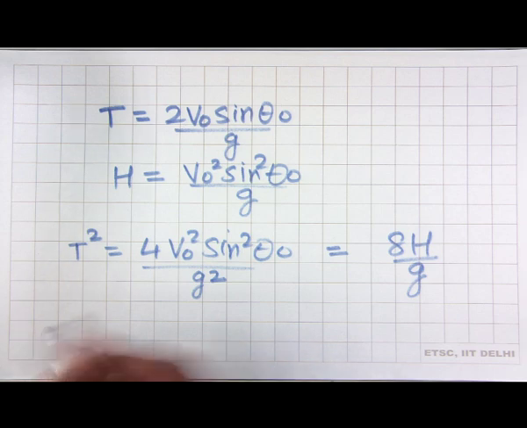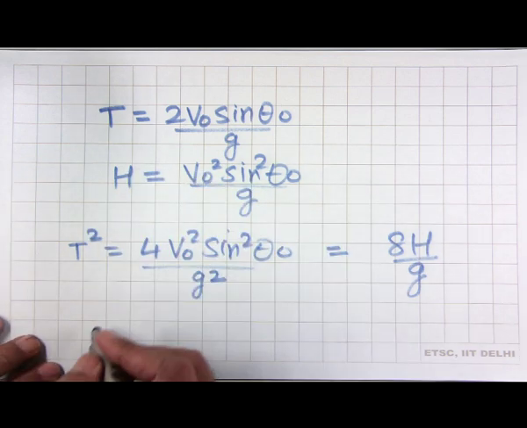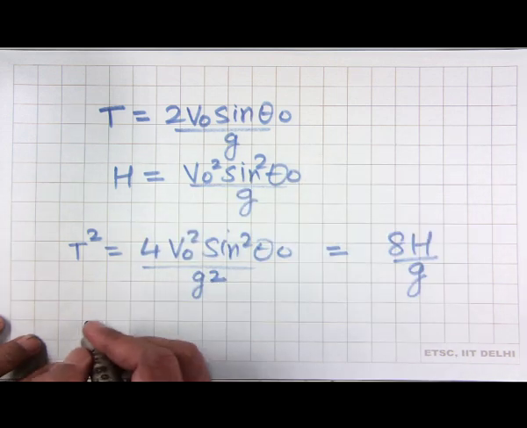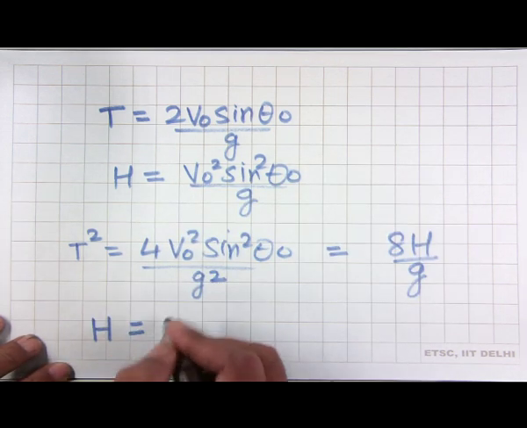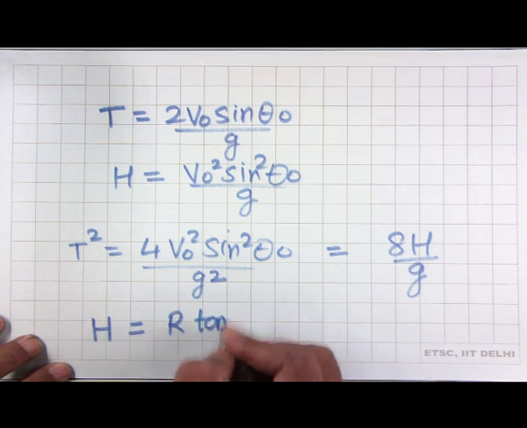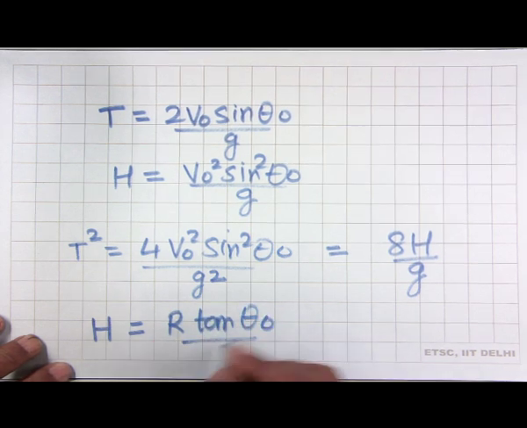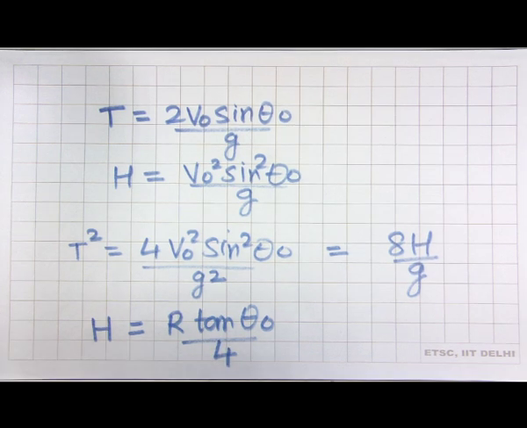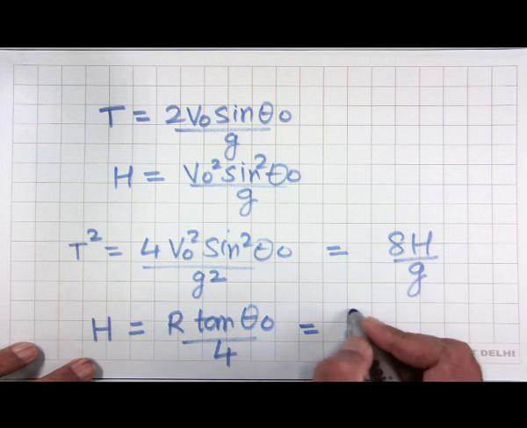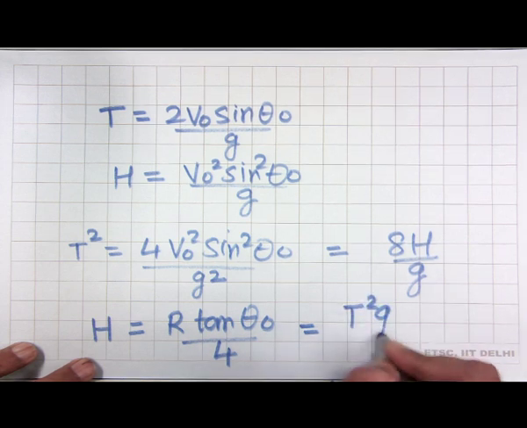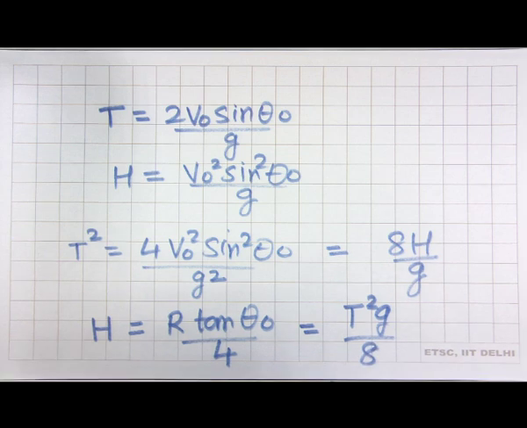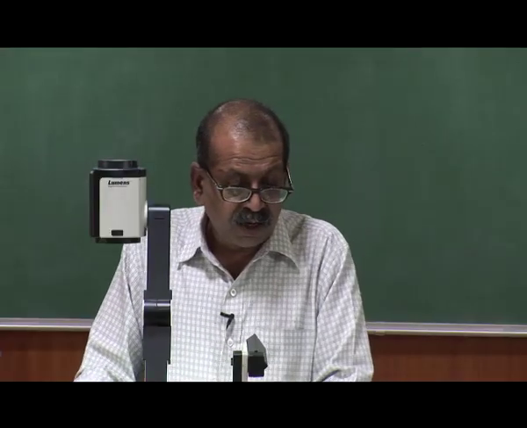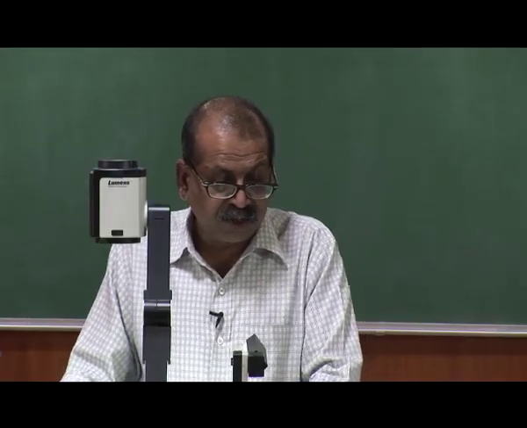And also if we work out the expression for h in terms of range, what we will get is h is equal to R, the range, times tangent of theta 0 upon 4. This again I will ask you to work out. You will have the formula for range, you have worked this out, and this also turns out to be equal to t square g divided by 8. So, some of these things based on what we have done, I would expect you to work them out.